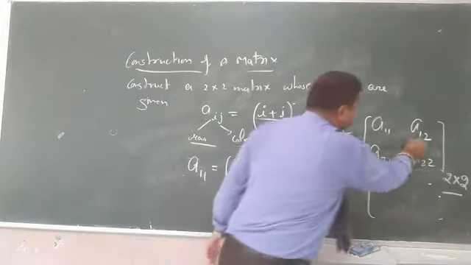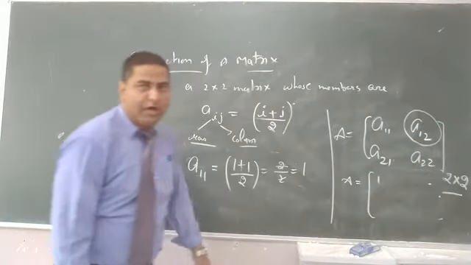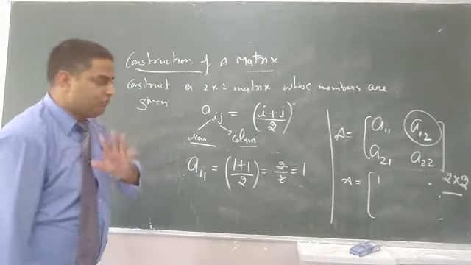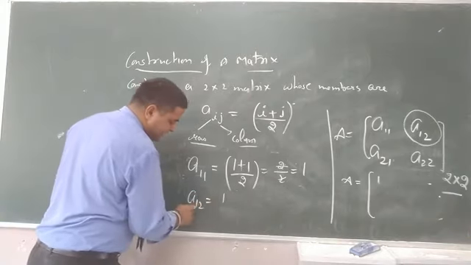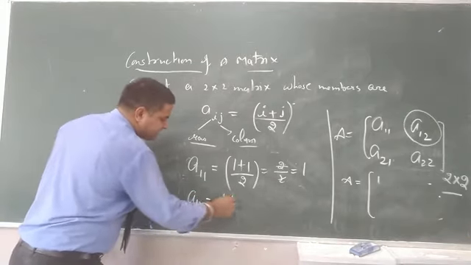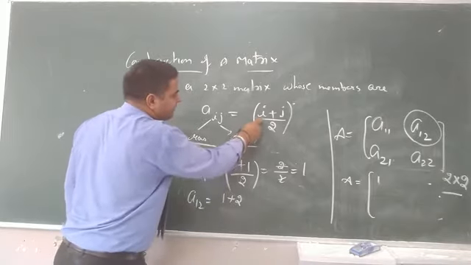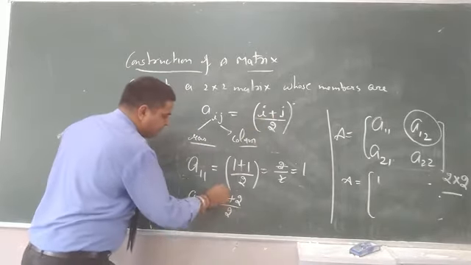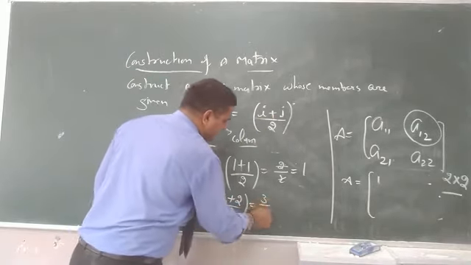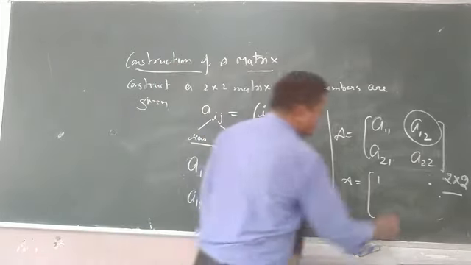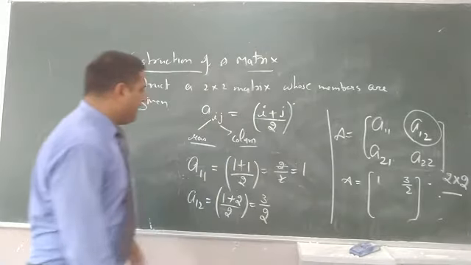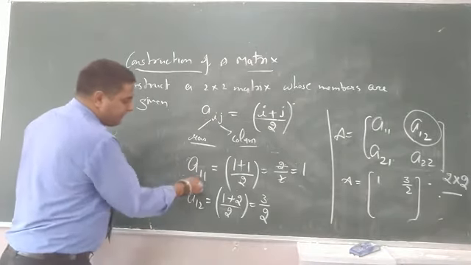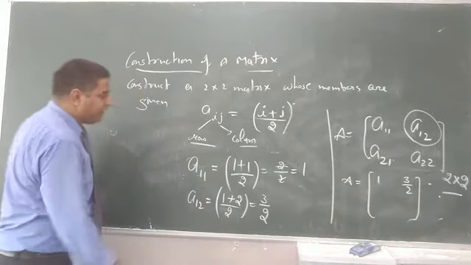Now, A12, this number: i is 1, j is 2. So for A12, we have to substitute the value here: 1 plus 2, divided by 2. So it's coming 3 by 2. So the second member is 3 by 2. Now, A12 has been calculated.